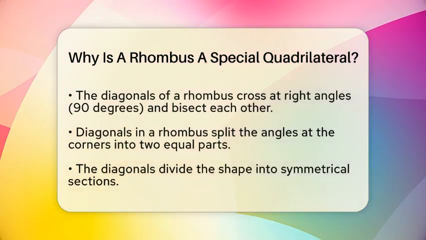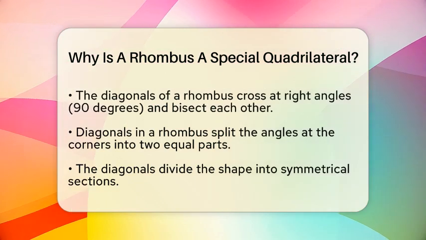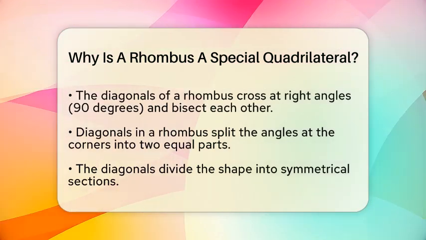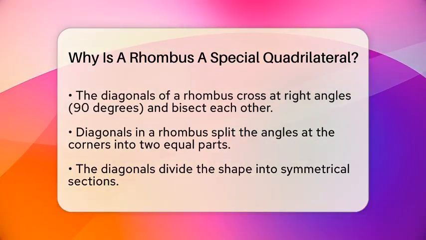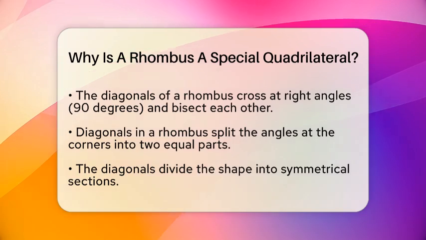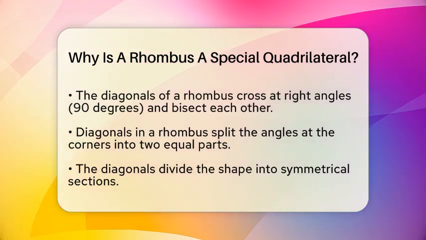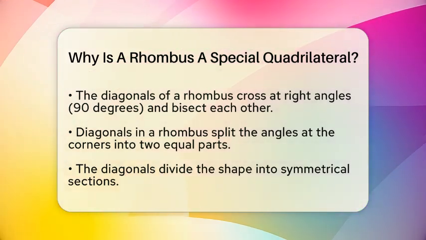The angles where the sides meet are also special. Opposite angles are equal, so if one corner has a certain angle, the opposite corner has the same. Plus, any two angles that are next to each other add up to 180 degrees.